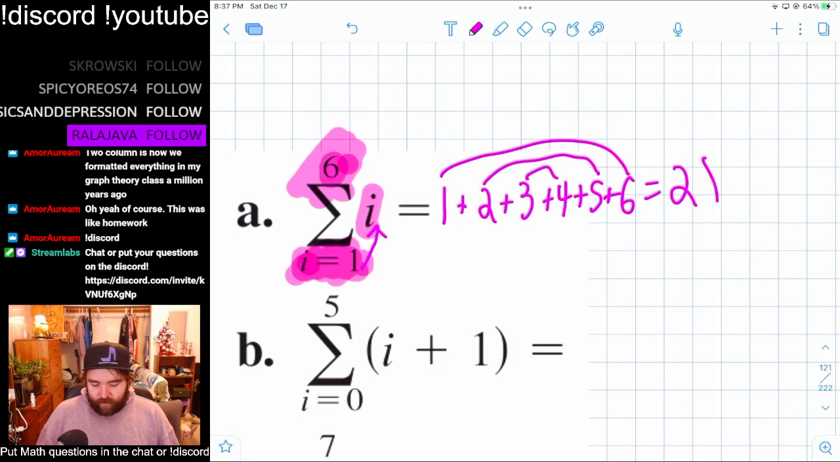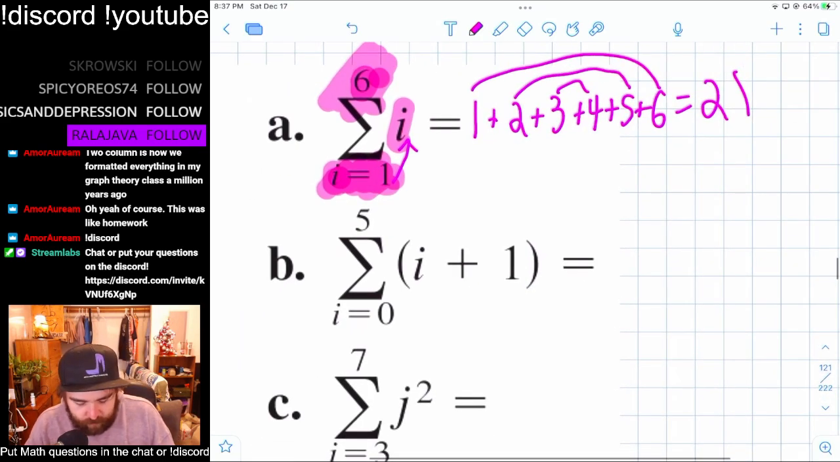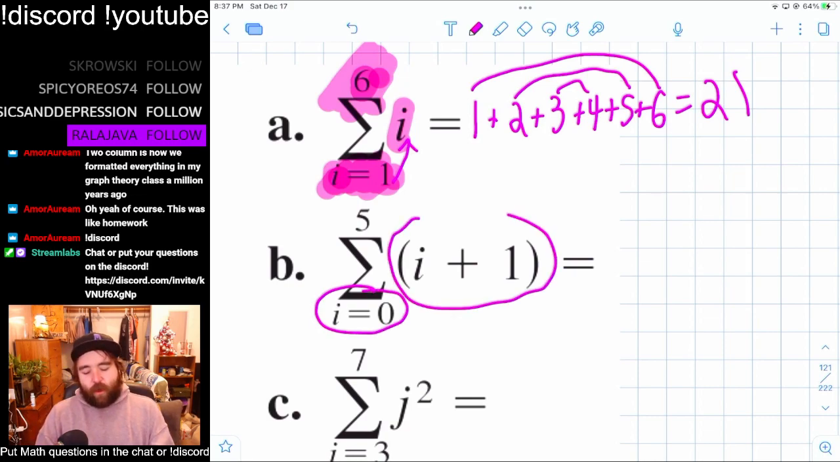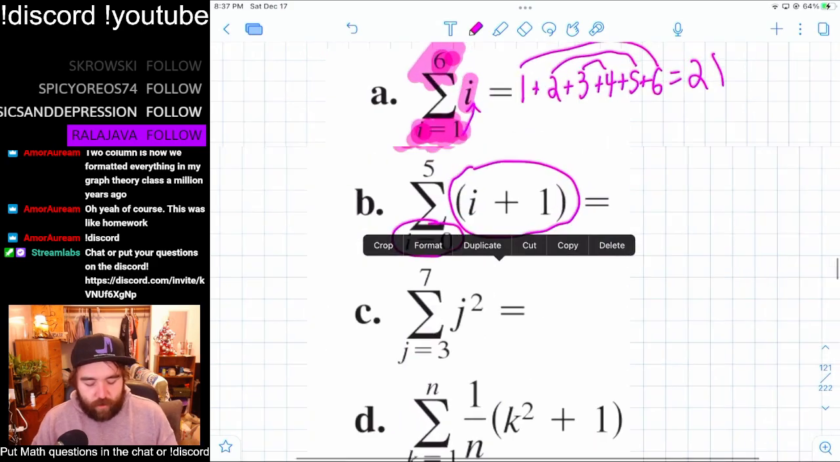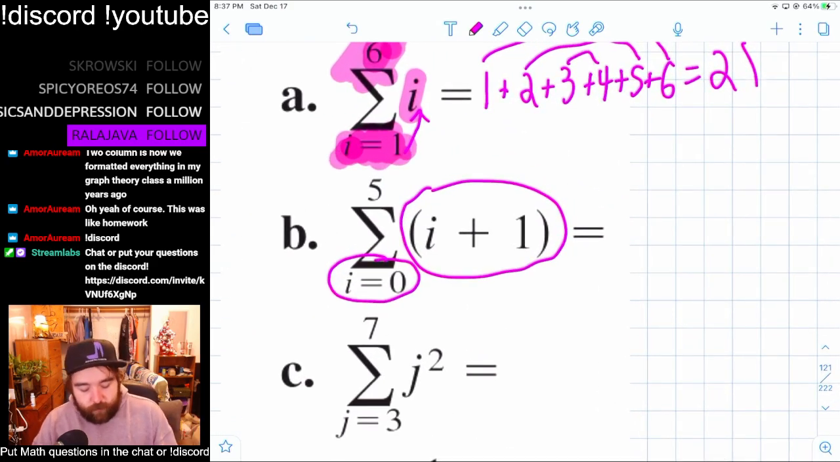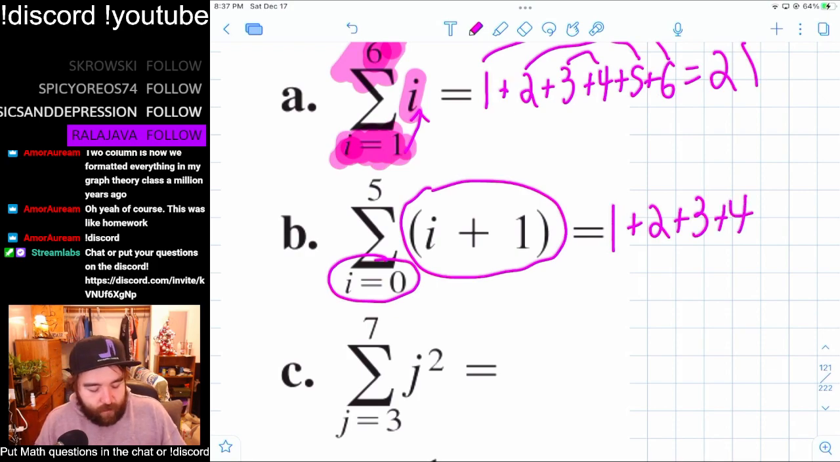And then the next one is a similar idea. I actually think we're going to get the same answer, but look how they did this a bit differently. Here they're starting with i equals 0, but your formula is i plus 1. So when i equals 0, to get your first number, it's 0 plus 1. So your first number is still just 1. When i equals 1, it's 1 plus 1, which is 2. When i equals 2, it's 3.